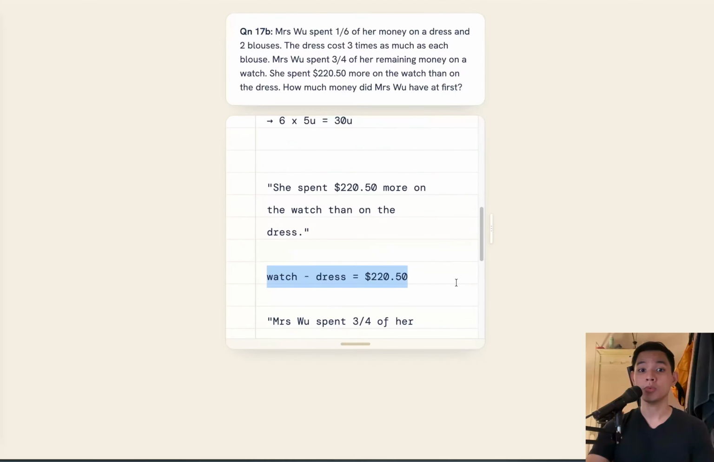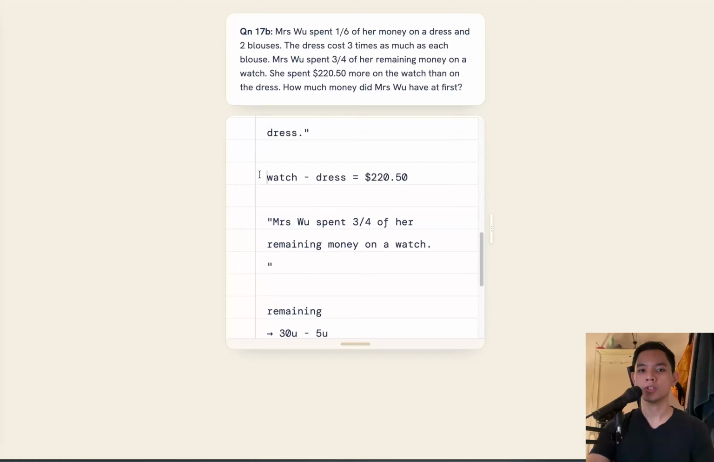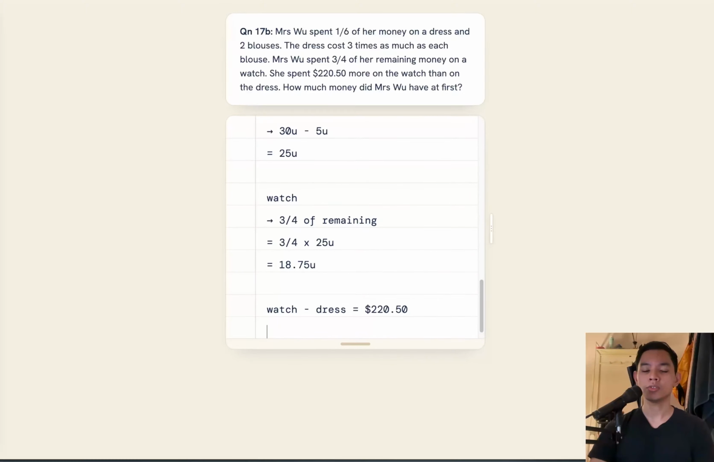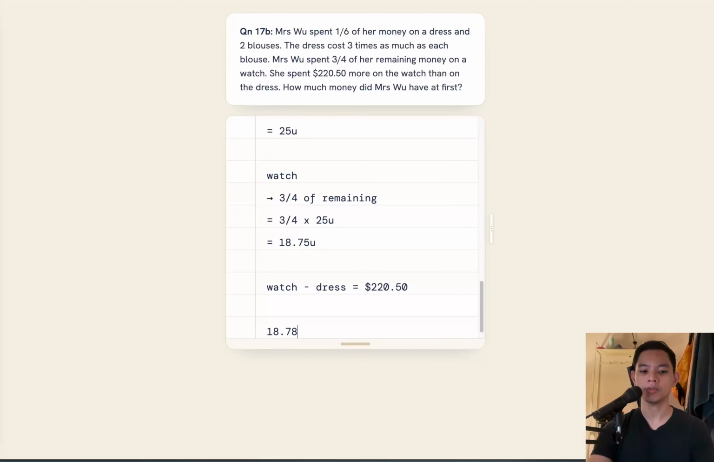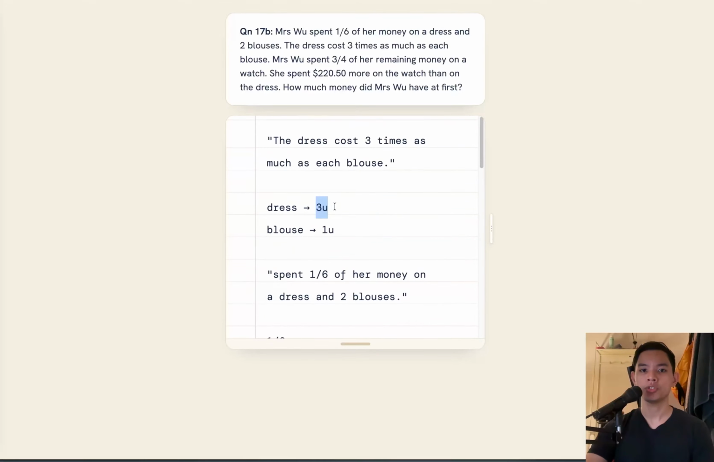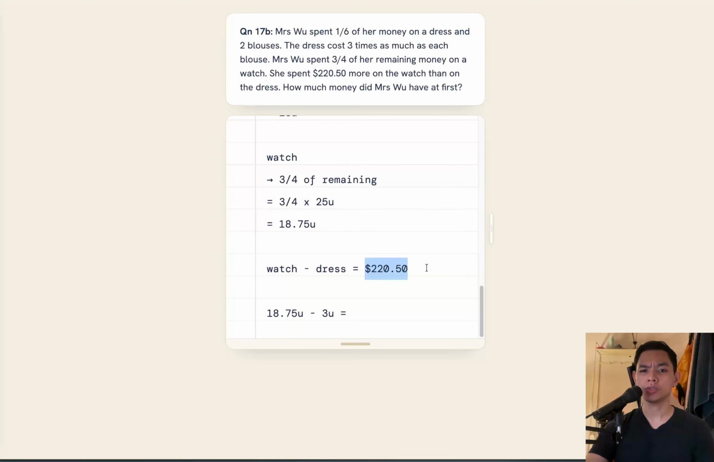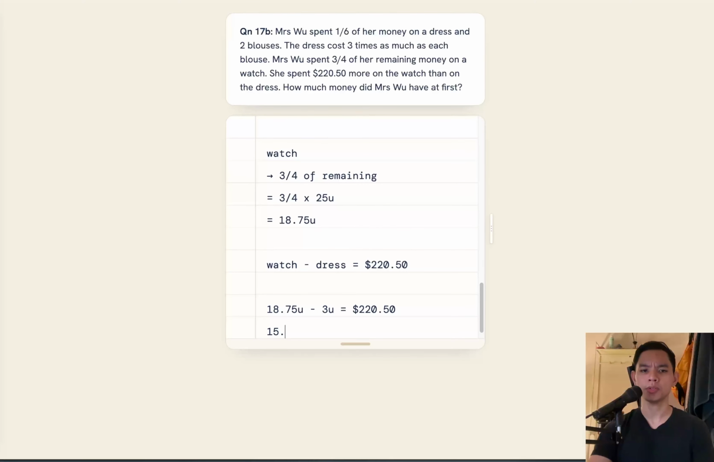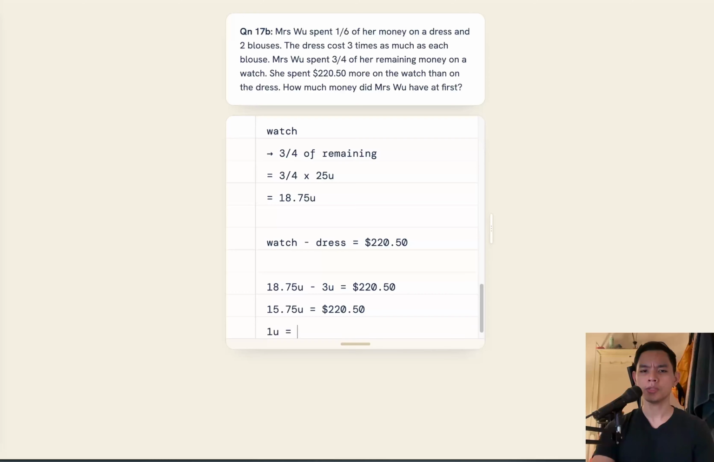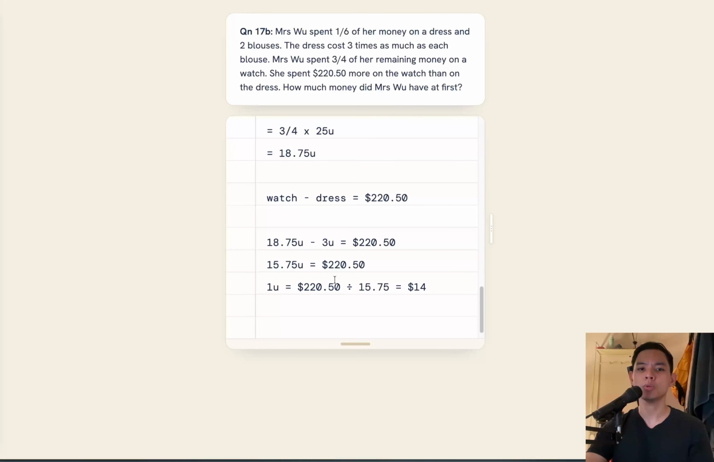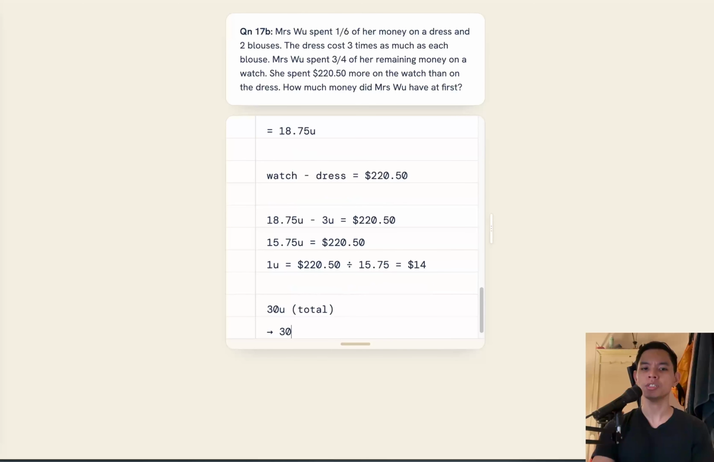And this will be 18.75. So from here, watch minus dress is $220.50. So that means watch is 18.75 units minus the dress is 3 units, and this will be equal to $220.50. So this will be 15.75 units equal to $220.50. So 1 unit would then be 220.50 divided by 15.75, and this will be $14. So how much money did Mrs. Wu have first? So it's 30 units is the total. This is 30 times 14, so $420. Okay, there you go. So that's the answer for question 17B.